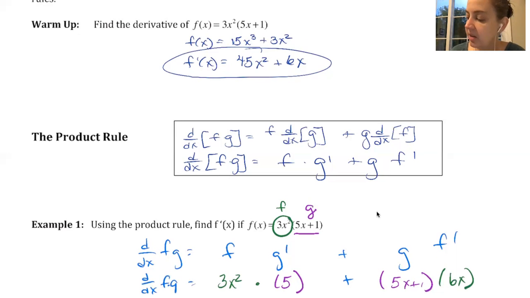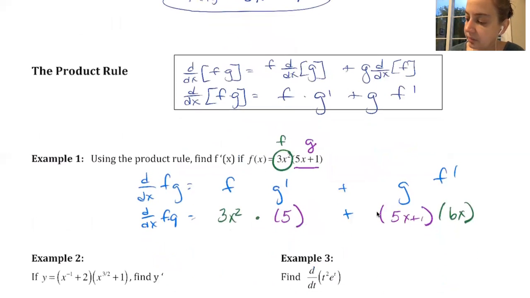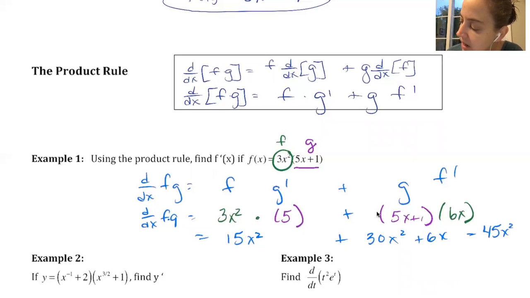So we're just going to clean up the algebra a little bit. I'm going to scooch this up. We have 3x squared times 5. Well, that's 15x squared. And then over here, I'll distribute the 6x. So I've got 30x squared plus 6x. Now I see some like terms. This becomes 45x squared plus 6x. That is my derivative. Do you have to simplify it? Yeah, you do. But here's what I want to show you.